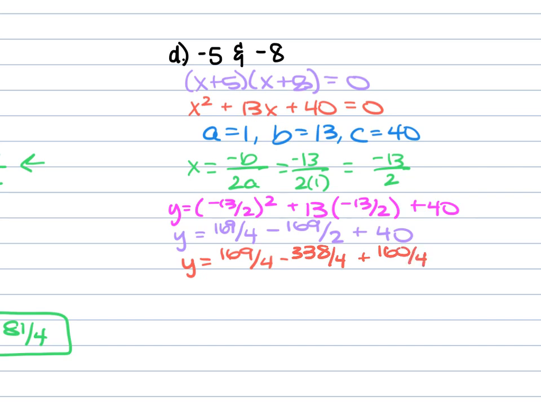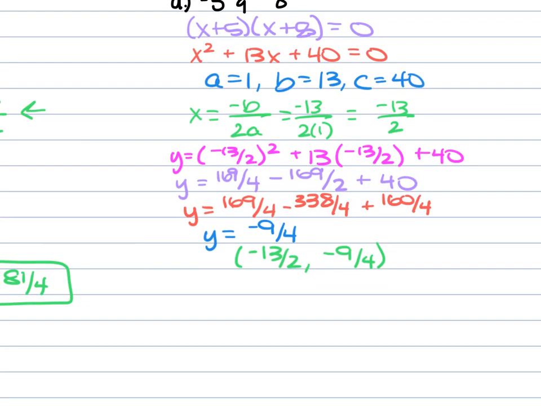So we add all these up. We have 169 minus 338 plus 160 is negative 9 over 4. So y is equal to negative 9 over 4. Our x was negative 13 over 2. Our y is negative 9 over 4. So this is the ordered pair negative 13 over 2, comma negative 9 over 4, h, comma k.